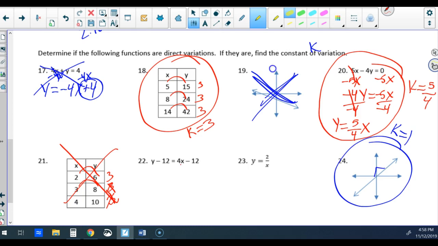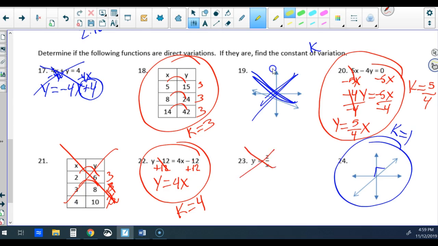This one here, I want to get y by itself. I want to get rid of the minus 12 by doing plus 12. And y equals 4x. Negative 12 plus 12 cancels out. So actually, yes, that is y equals kx. The constant of variation is 4. This last one, y equals 2 divided by x. That is not y equals k times x. So, not a direct variation.